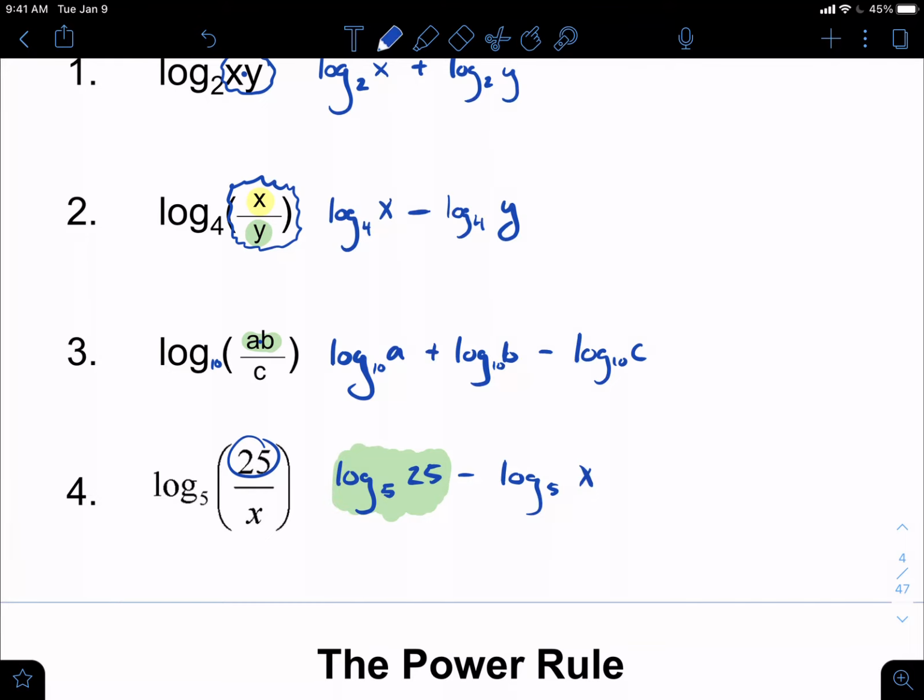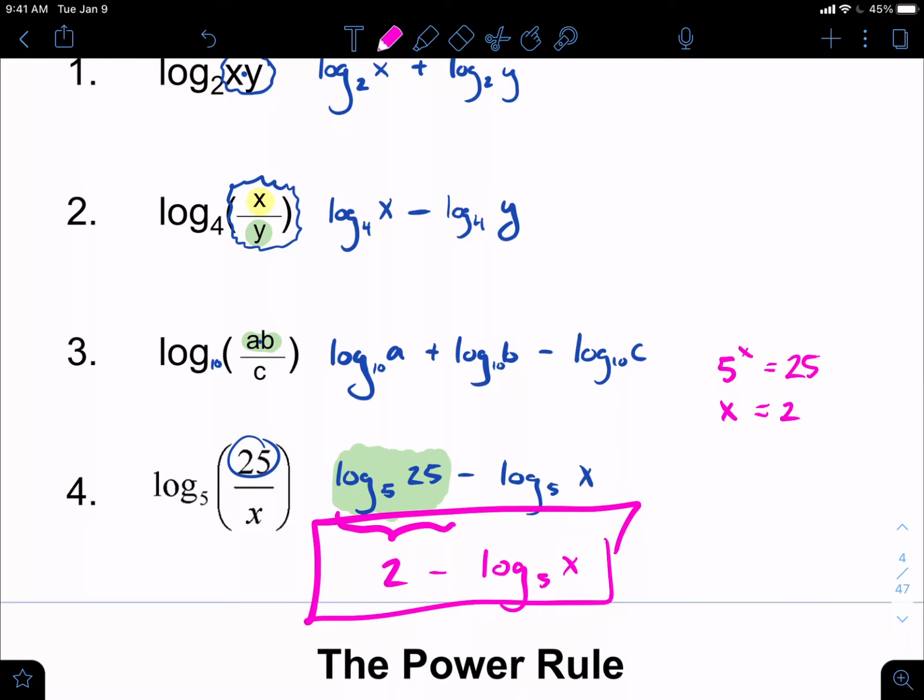And when we do that, we can actually sit there and evaluate this. So remember, switching this to exponential form, log base 5 of 25 would mean 5 to what power is equal to 25? And of course, with a little bit of work, we figure out that x equals 2. So what that means is that this whole expression just simply equals 2. So the better way to write this would be 2 minus log base 5 of x. That would be our final answer.